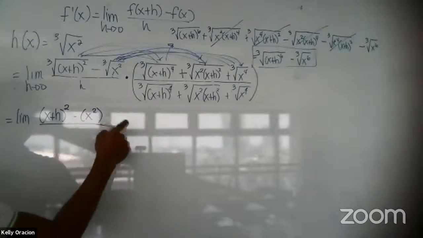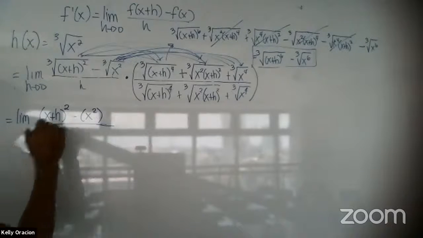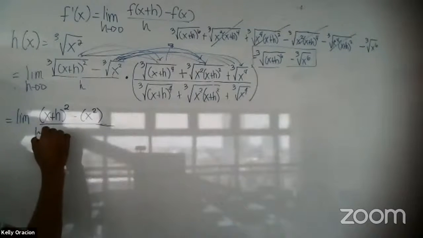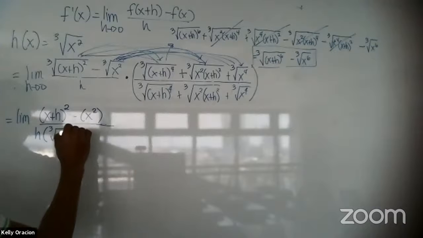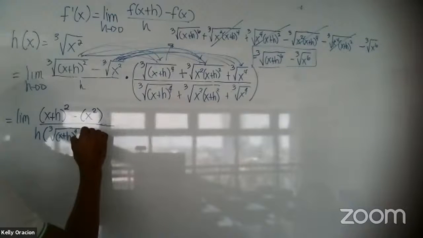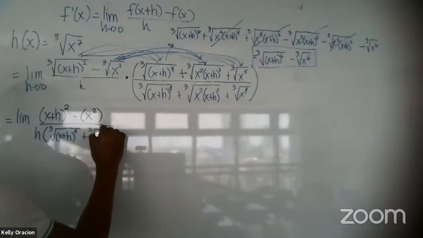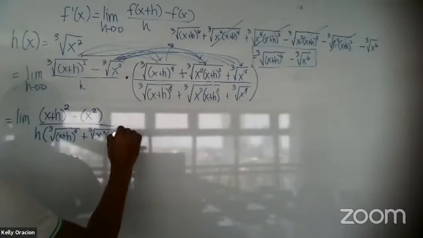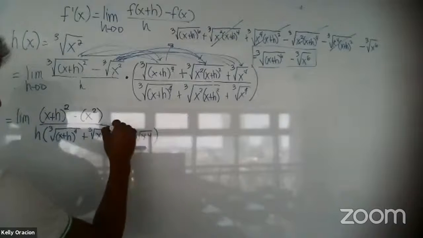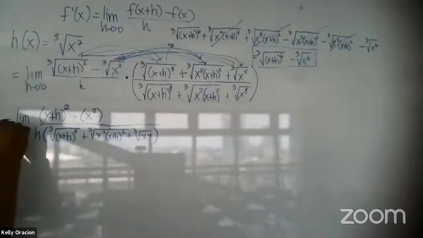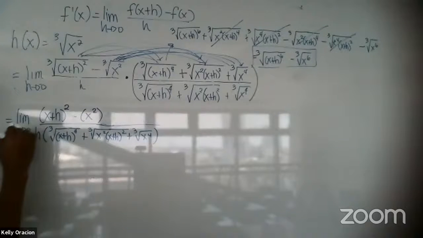And multiply h times cube root of x plus h raised to 4, plus cube root of x squared times x plus h squared, plus cube root of x raised to 4, as h approaches 0.